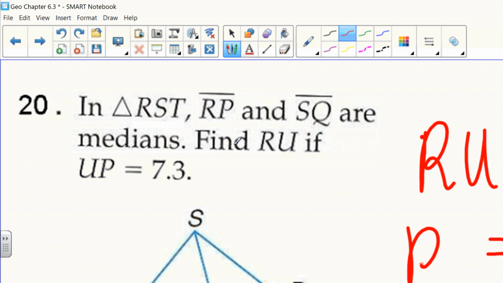That would be RU. And then RP would be what? Well, to find that, we would take 14.6 and add to it what? 7.3. 6 and 3 would be 9. So we'd have 21.9. Any questions on this here?